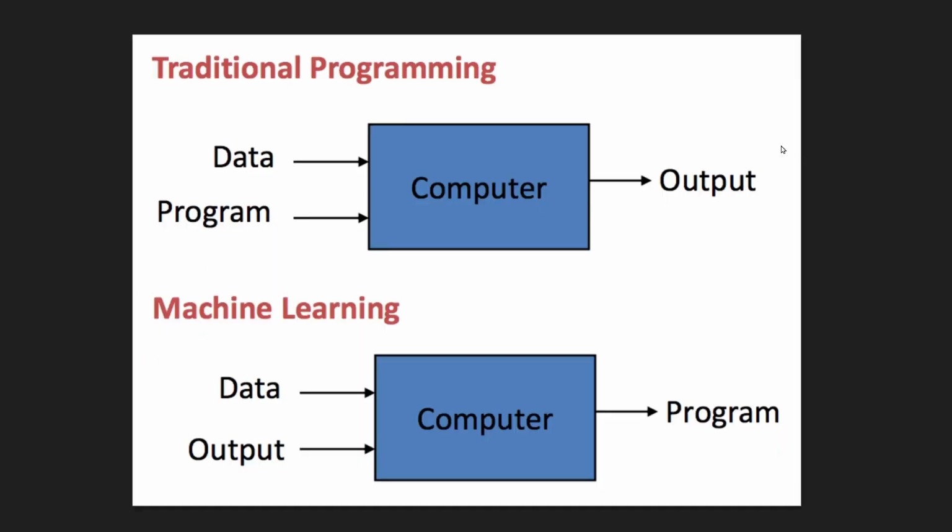Now let's go deeper into machine learning. In traditional programming, we had some data and some program. There was a computer, and we got output. Very simple: 2 and 2 is the data, plus is the program. In the sense that addition is the program we are trying to write. So data is 2 and 2, program is addition, and the output will be 4.